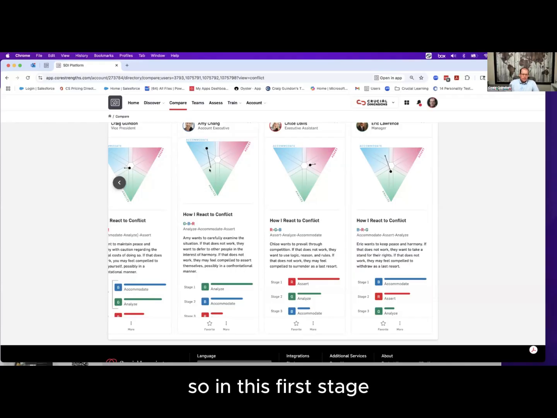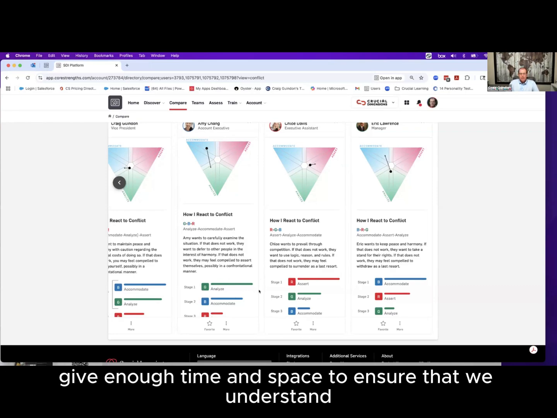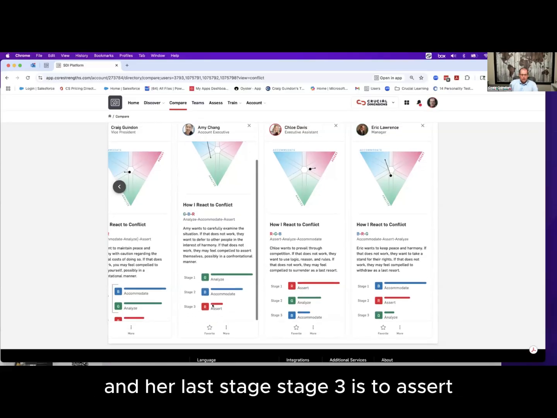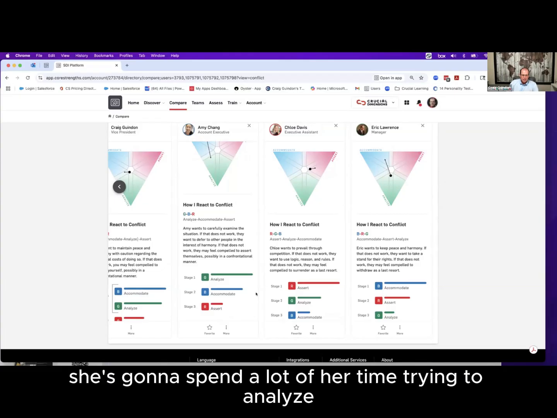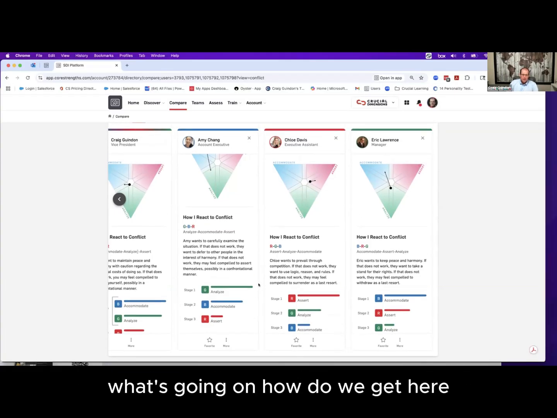So in this first stage for Amy, it's giving an example here where what's important to her is to analyze the situation, give enough time and space to ensure that Amy understands what's going on. And her last stage, stage 3, is to assert. So she's going to spend a lot of her time trying to analyze what's going on. How did we get here? What's the impact on people?